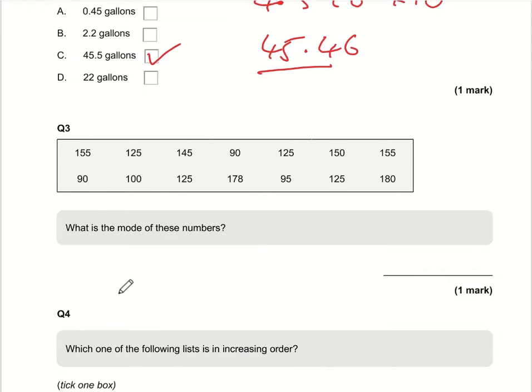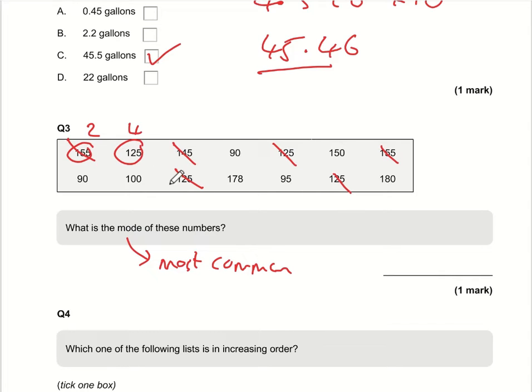What is the mode of these numbers? Now the mode, remember, is the most common or the most frequently occurring value. So we can see 155 appears twice, so that's twice. 125 appears 1, 2, 3, 4 times.